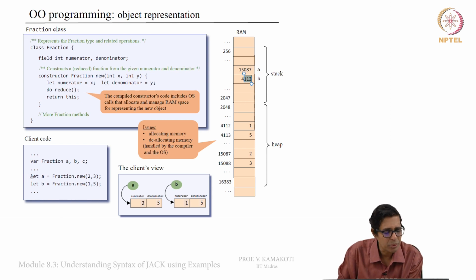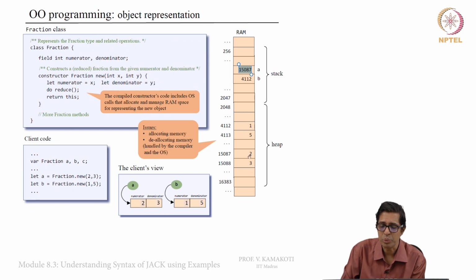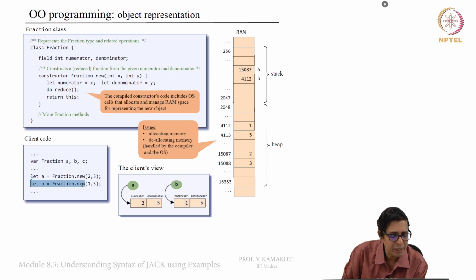Then when it executes let a equal to fraction dot new of 2 comma 3, at that point it will go and find out in the heap where there are two locations, and that address it will put here, 15,087. If you go to 15,087 you will find the fields of the current fraction, namely the numerator and denominator, 2 and 3.